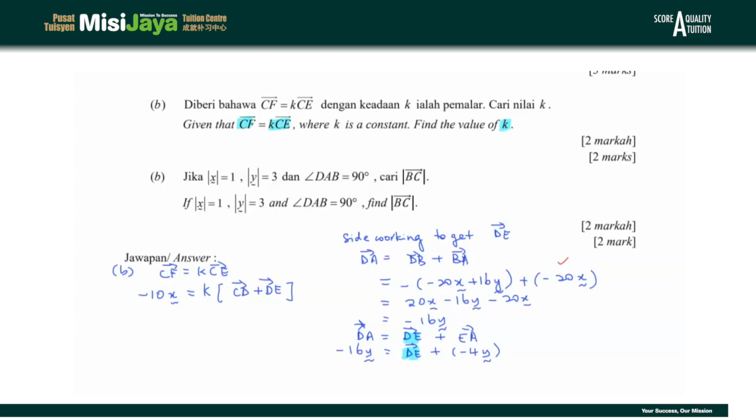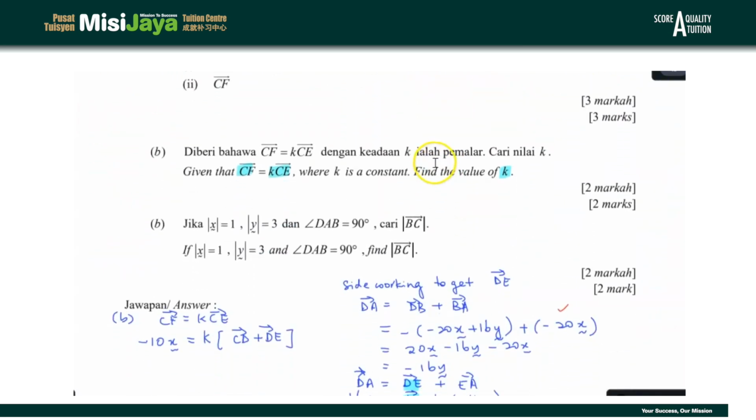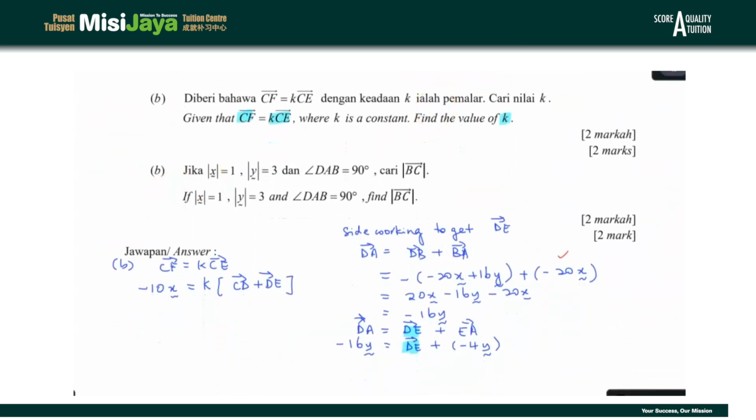So where is EA? Let's look at the diagram. E to A is over here, right? But they give you from A to E is 4y, this is AE. So what if it's EA? Opposite direction, then it will be negative 4y. If it's opposite direction, you have to change the sign to negative. So it's negative 4y. Let's go back to the bottom.